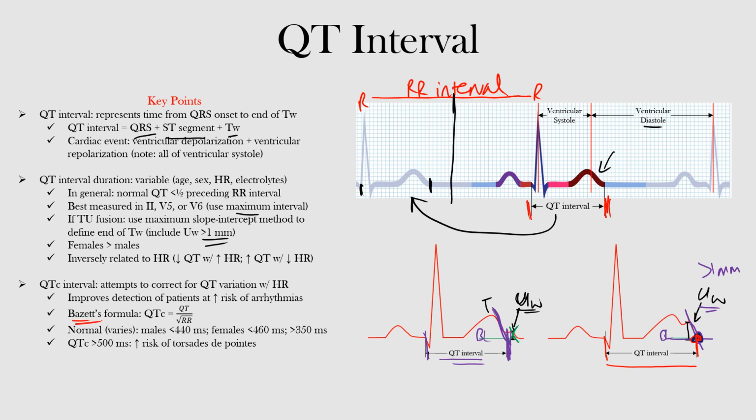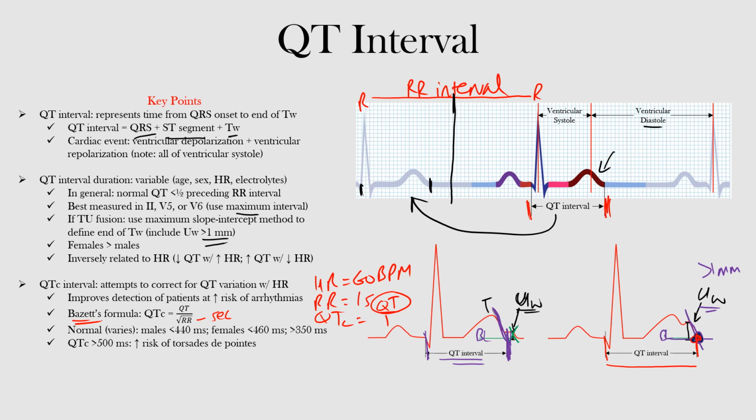The Bazett formula is the QTc interval equals the QT interval over the square root of the R to R interval in seconds. Okay, and one thing to be aware of: if our heart rate is 60 beats per minute, that means our R to R interval is equal to 1 second. So simply our QTc interval in that case would be the QT over 1, or simply whatever the QT interval was at 60 beats per minute.